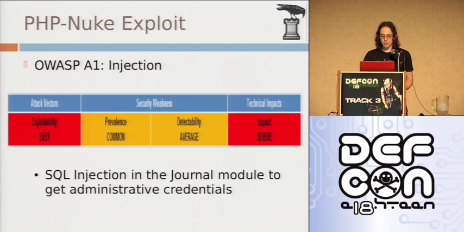So in this case, OWASP A1 injection, exploitability easy, yes, very easy. Impact severe, yes, it is also severe. I agree. Detectability average. In this case, if you fire off a canned tool like Acunetix or the open source Wapiti, you will not find this vulnerability. Instead, I had to find it using more of a manual source code analysis.